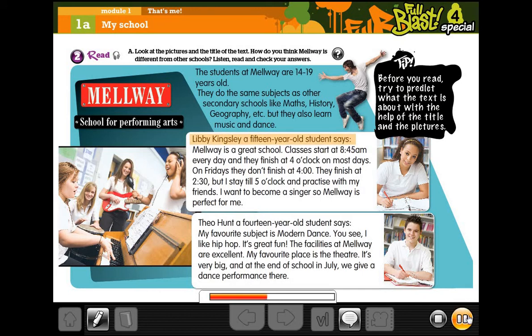Libby Kingsley, a 15-year-old student, says, Melway is a great school. Classes start at 8:45 a.m. every day, and they finish at 4 o'clock on most days. So here, what time do classes start? Very good. They start at 8:45 a.m. every day. And at what time do classes finish on most days? Very good. They finish at 4 o'clock.